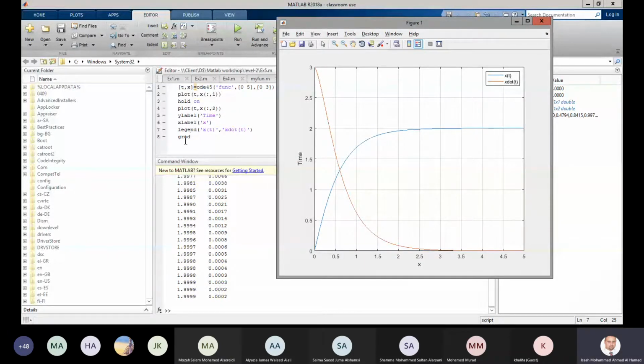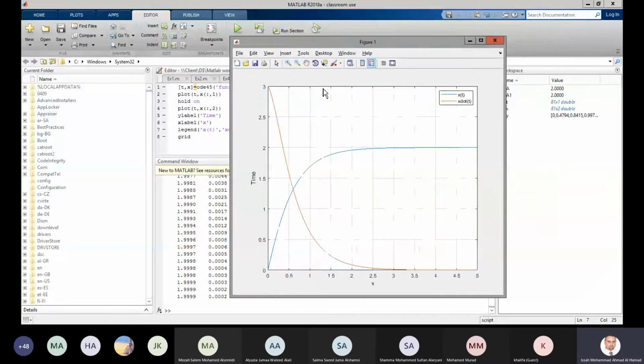We added legend and grid. So this is how we use the ODE 45 toolbox, let's say, or solver. It's called the ODE 45 solver. Based on this, you can solve any initial value problem, or as you call it, initial conditions differential equation.